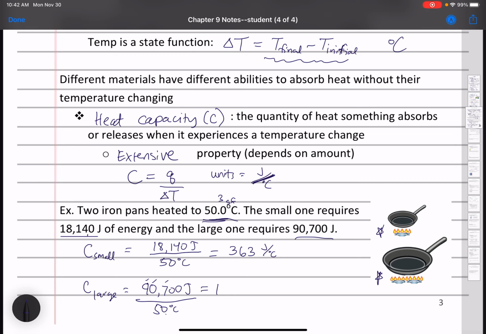So the answer here is going to be 1810 joules per degree Celsius, for 3 significant figures in that answer. So the heat capacity of the large pan is larger than the heat capacity of the small pan.